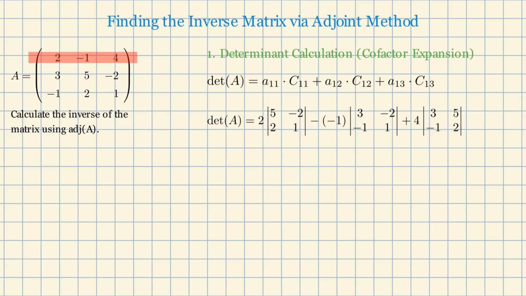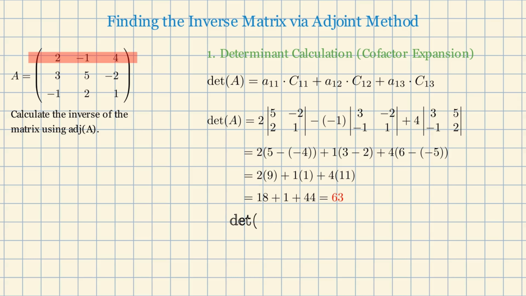If we replace the numbers and perform the calculations, it becomes 2 times 5 minus negative 4 plus 1 times 3 minus 2 plus 4 times 6 minus negative 5. From here, it becomes 2 times 9 plus 1 times 1 plus 4 times 11. When we do the multiplications, it becomes 18 plus 1 plus 44 equals 63.